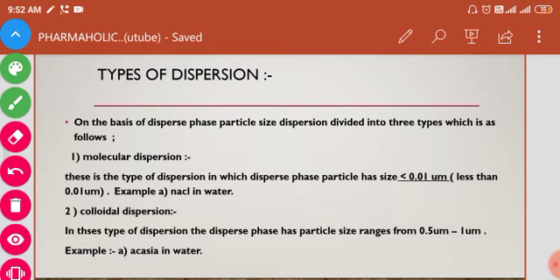The second one is the colloidal dispersion. Colloidal dispersion is such a type of dispersion system in which the dispersed phase particle size ranges from 0.5 micrometer to 1 micrometer. An example is acacia in water. Colloidal particles have a size much greater than molecular dispersion. So we can see the dispersed phase particles by means of an electron microscope.